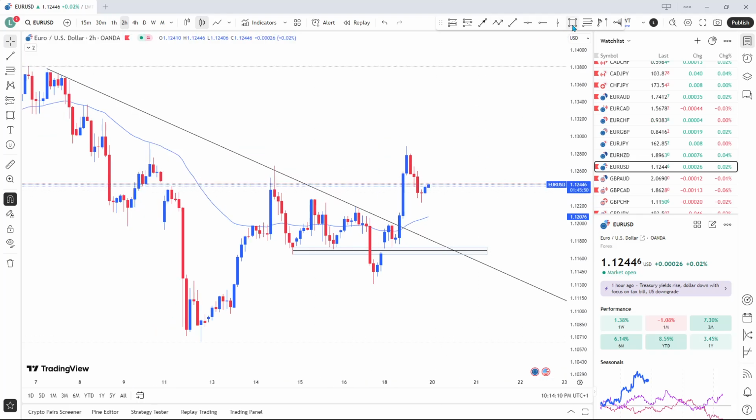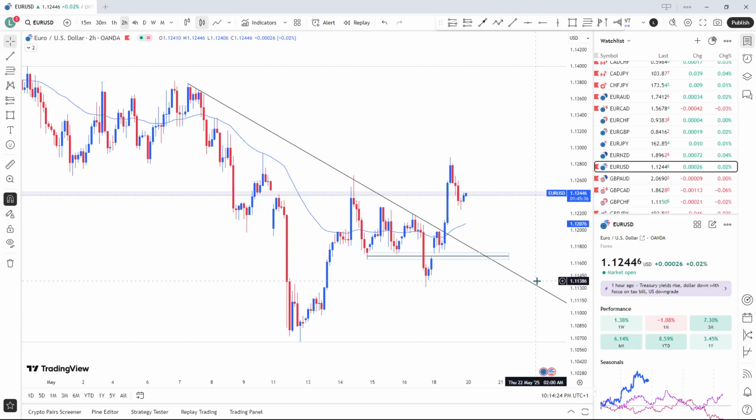Okay. Nice little gap here that needs to be filled. Did push up, filled that. This gap down here scares me a little bit. However, we have broke our trend.